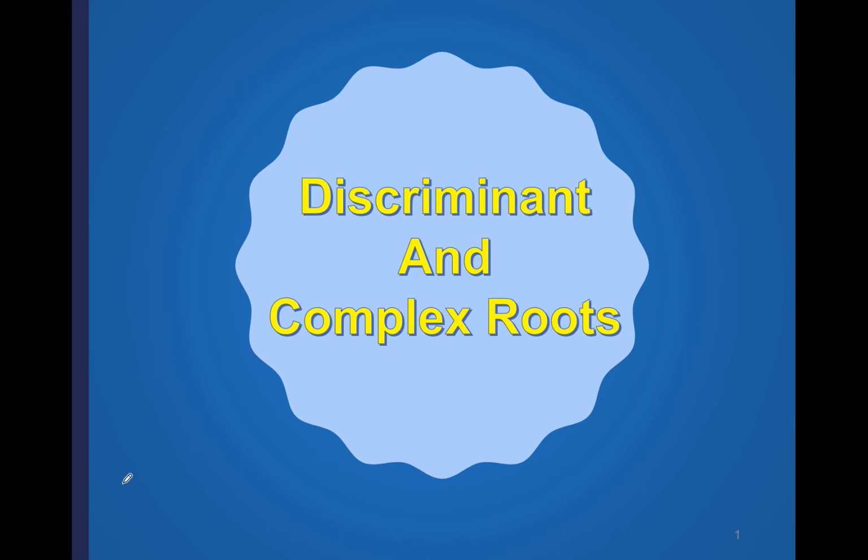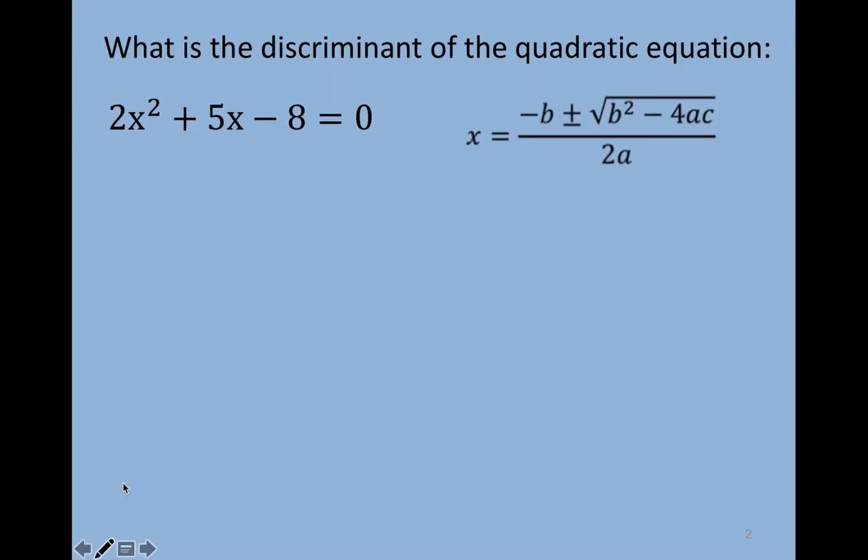Today we're going to discuss the discriminant and complex roots. So our discriminant is going to come from the quadratic equation, and it's going to be this portion of this quadratic equation. So we're going to identify the important letters. A is equal to 2, B is equal to 5, C is equal to negative 8.